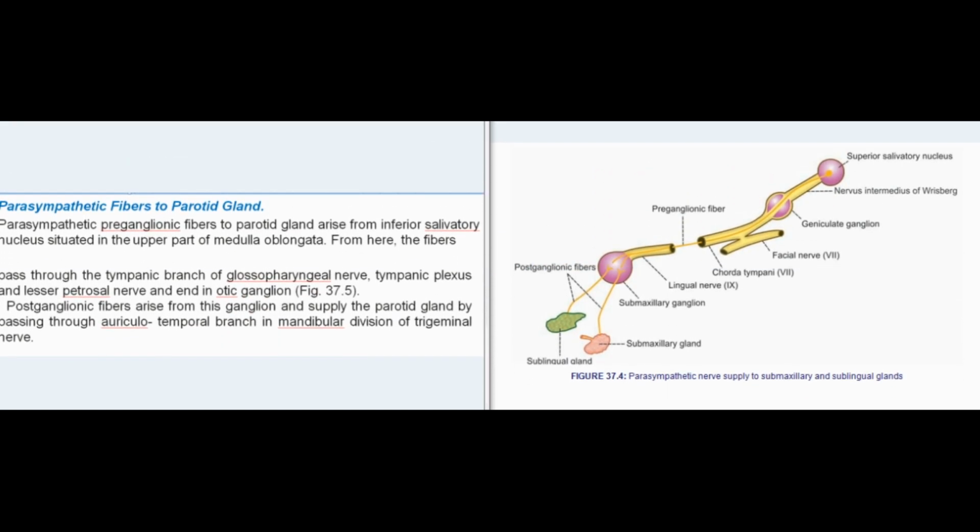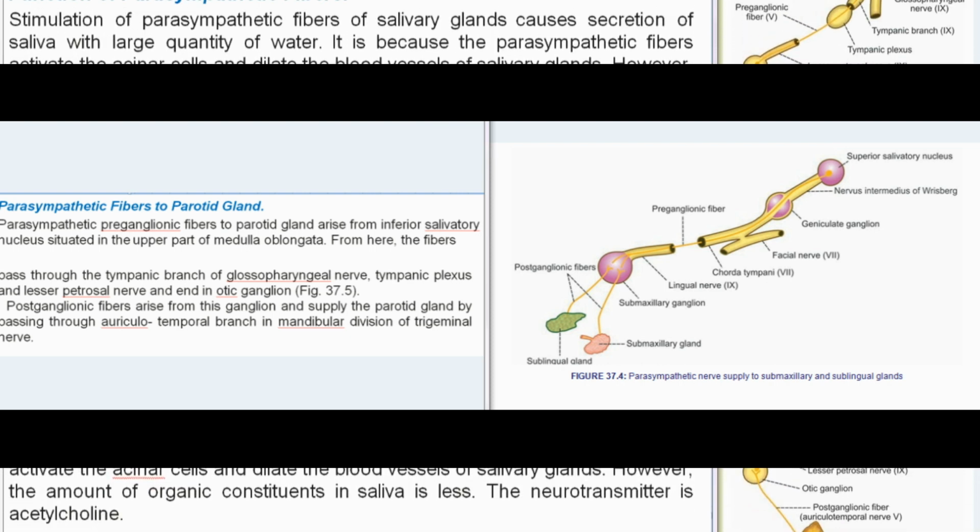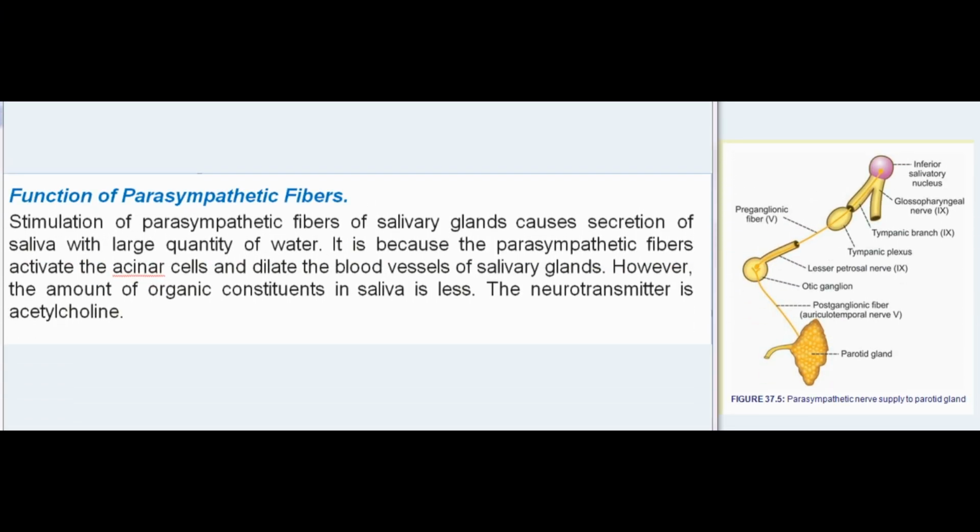Parasympathetic fibers to parotid gland. Parasympathetic preganglionic fibers to parotid gland arise from inferior salivary nucleus situated in the upper part of medulla oblongata. From here, the fibers pass through the tympanic branch of glossopharyngeal nerve, tympanic plexus and lesser petrosal nerve and end in otic ganglion, Fig 37.5. Postganglionic fibers arise from this ganglion and supply the parotid gland by passing through auriculotemporal branch in mandibular division of trigeminal nerve. Function of parasympathetic fibers.